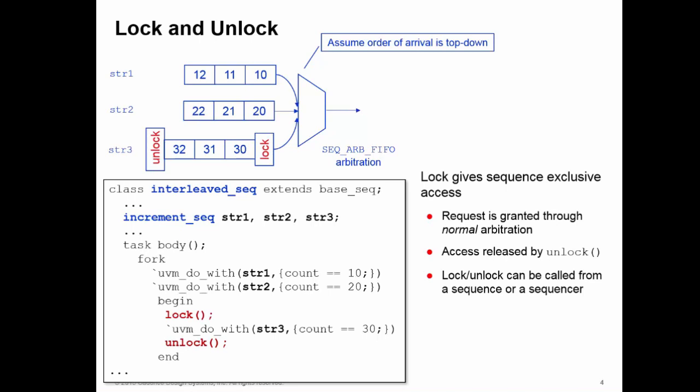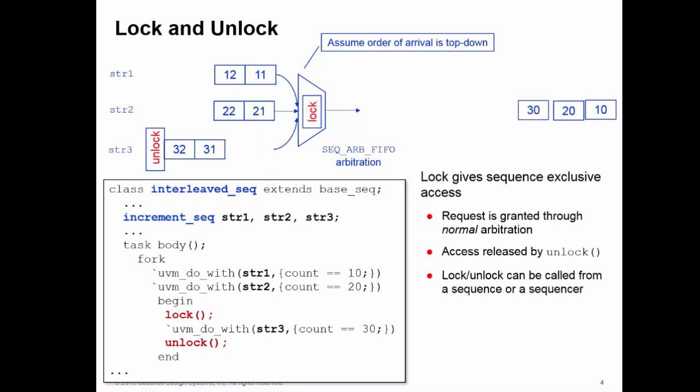So I assume here I have a sequencer which is using the SEQ arb FIFO arbitration. This means the items are executed in the order of arrival. We assume here that the order of arrival is top down, so we get item 10 from stream 1, followed by item 20 from stream 2, followed by the lock from stream 3. So again, we execute the items in the order which they appear. We do the 10 first, we do the 20 from stream 2, and then we reach the lock from stream 3. Once stream 3 executes the lock, it now has exclusive access to the sequencer.